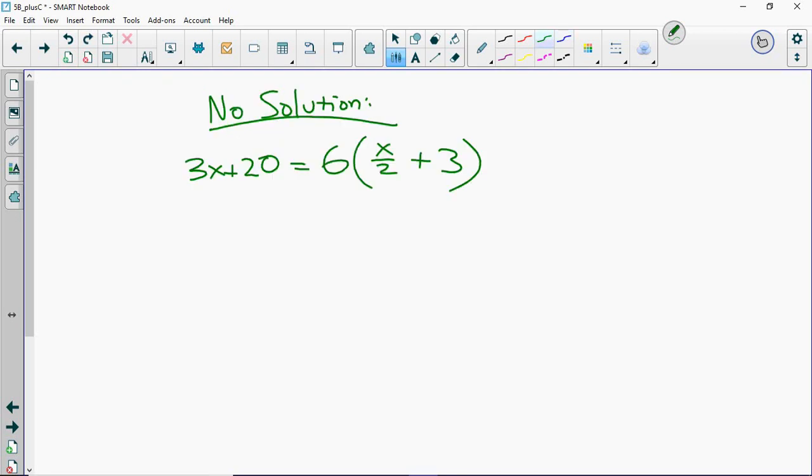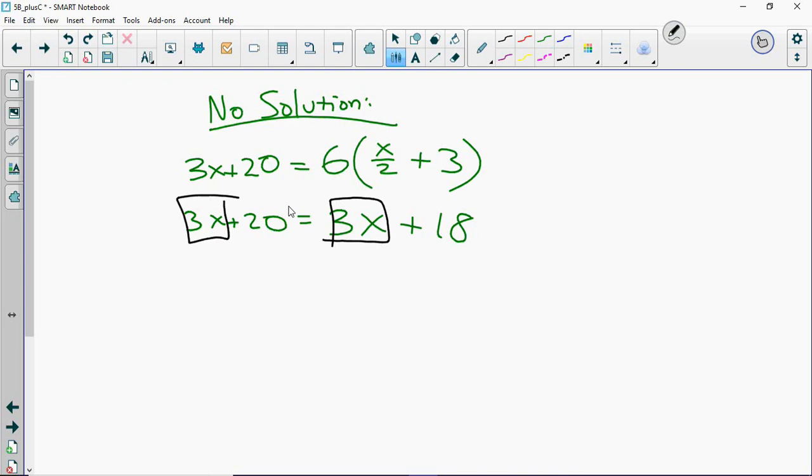So it's possible to have a linear equation that actually has no solution. And here's an example of one. As I simplify the right-hand side, we distribute the 6 in, and then we end up getting 3x plus 18. But on the left-hand side, we have 3x plus 20. You're going to want to draw your attention to the fact that it's 3x in both cases. So we could subtract 3x from both sides. They're going to cancel out, and that leaves us with 20 equals 18. And that's not true, right? That's just a false statement.